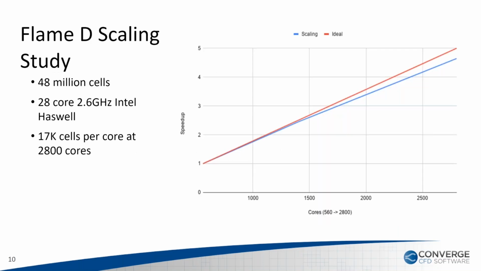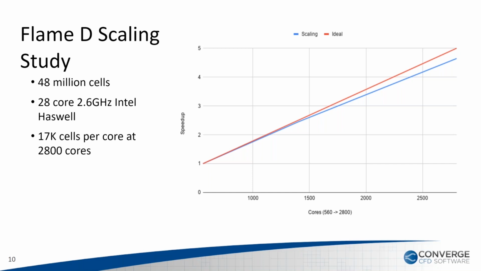I've got a couple of scaling plots here to show some of the improvements in Converge 3.0. This particular plot is a fixed mesh case based on the Sandia Flame D case setup. Flame D is a burner that is of particular interest to the gas turbine community because it's used very frequently to validate CFD codes and different combustion models.